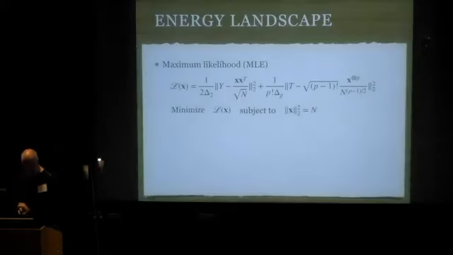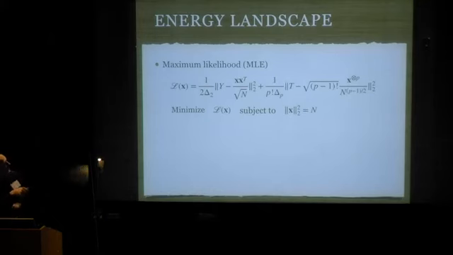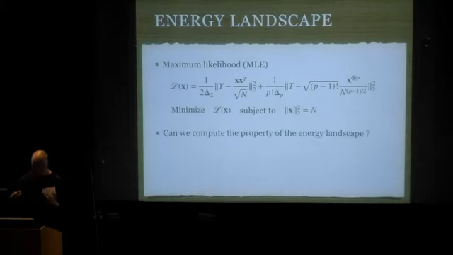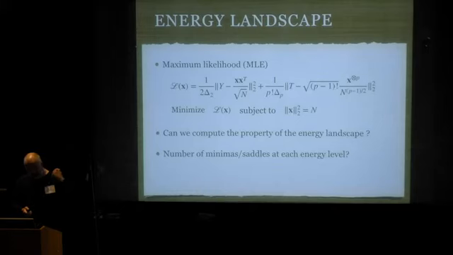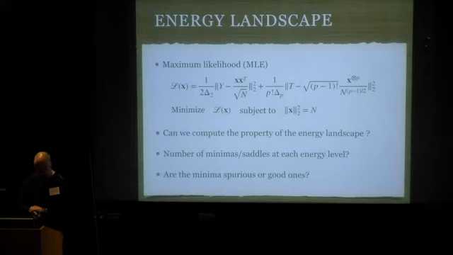All right, so let's come back. We have this maximum likelihood estimator, and this is what it did, right? We need to minimize this guy. So the question is, can we compute the properties of the energy landscape, of the loss landscape, if you want? And that means computing the number of minima, the number of saddles, at each energy level. And are there actually spurious minima, or only good ones? All these questions are the ones we would like to answer.